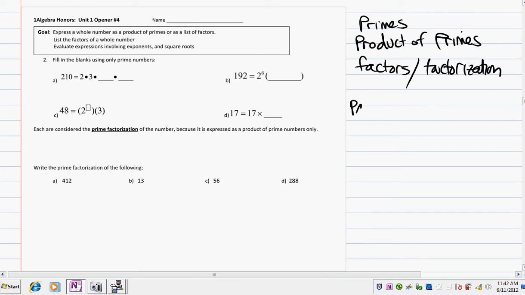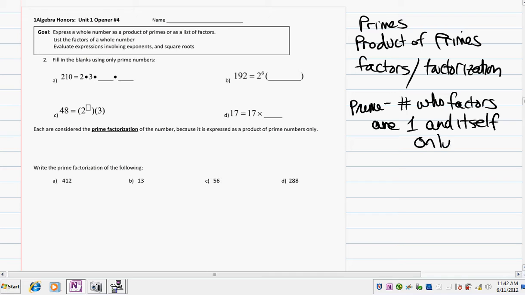A prime number is a number whose factors are 1 and itself only. So, for example, 24 is not a prime number because 2 times 12 is 24, so that's not 1 times itself only. 1 times itself does work, but it has to be the only one that does work in terms of whole numbers. So let's see if we can figure this out.